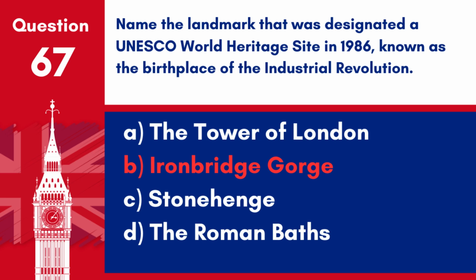Answer B. Ironbridge Gorge. Ironbridge Gorge was designated a UNESCO World Heritage Site in 1986, recognized as the birthplace of the Industrial Revolution due to its innovations in iron smelting.